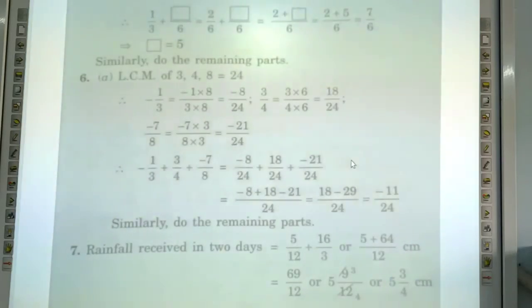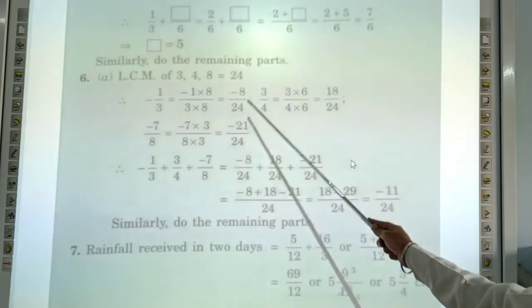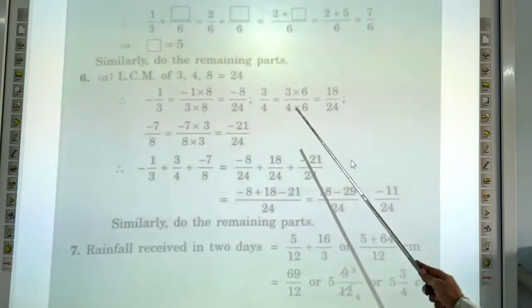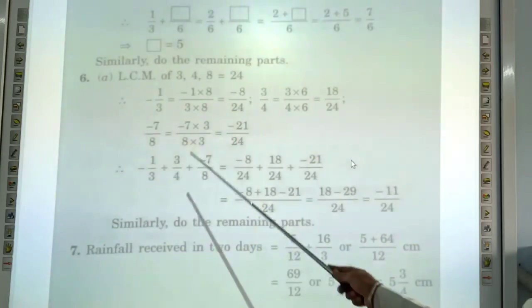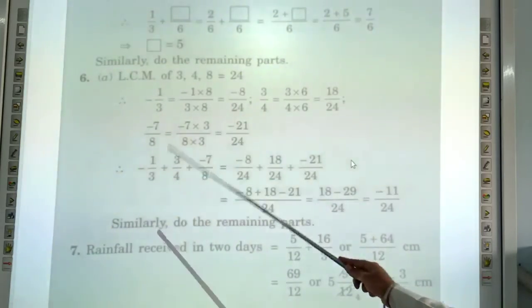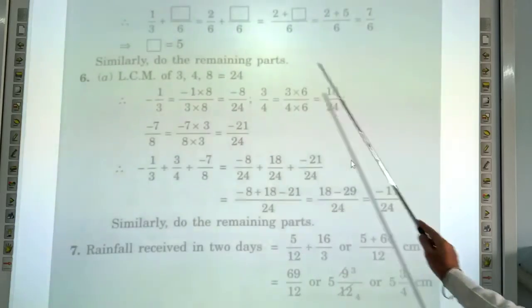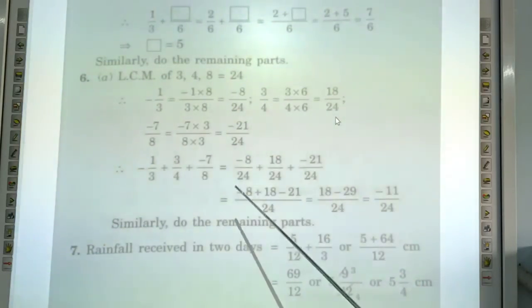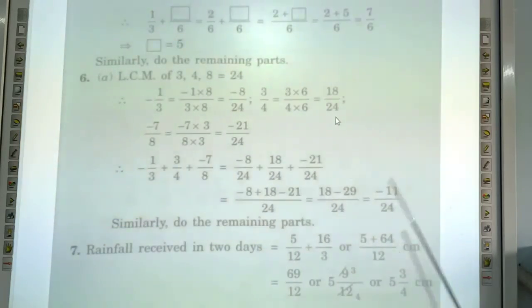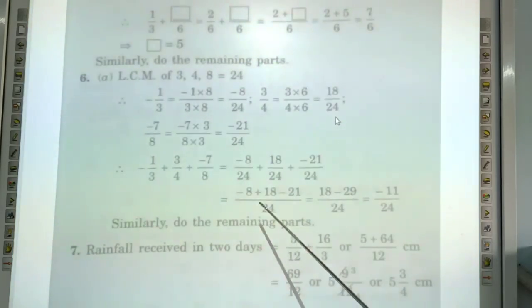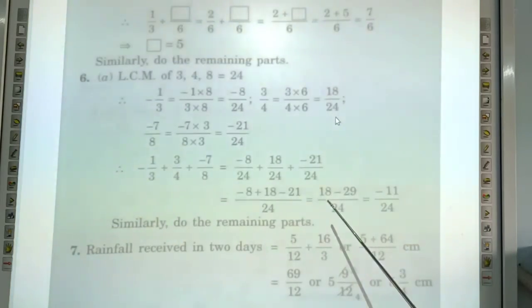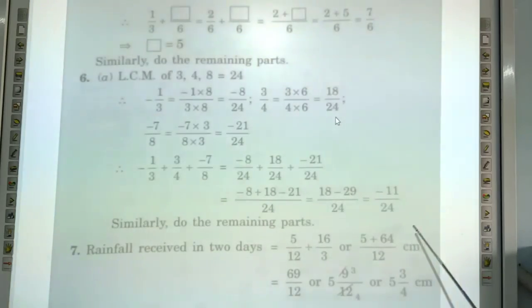Minus 1 upon 3 multiplied by 8 upon 8, because 3 eights are 24, so we get minus 8 upon 24. Second, 3 upon 4 multiplied by 6 upon 6, we get 18 upon 24. And third is minus 7 upon 8 multiplied by 3 upon 3, because 8 threes are 24, so we get minus 21 upon 24. Now these equivalent fractions, minus 8 upon 24, 18 upon 24 and minus 21 upon 24, are added. When we add them, the denominator is written only once, and we just add the numerators: minus 8 plus 18 minus 21. 18 minus 29 is minus 11, so finally we have minus 11 upon 24. This is the final answer. The remaining parts of question number 6, you have to do yourself.